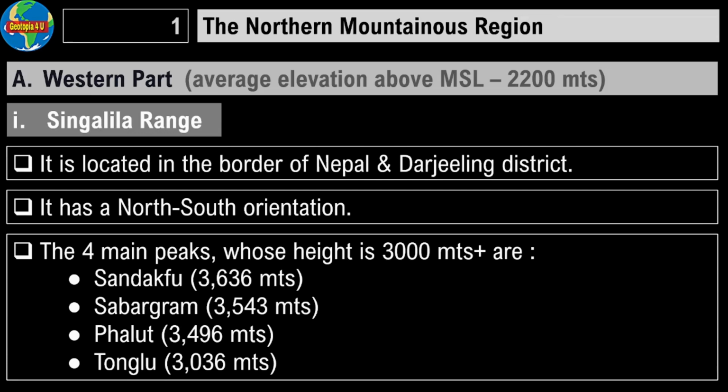Number 1. Singalila Range. It is located on the border of Nepal and Darjeeling district. It has a north to south orientation. The four main peaks whose height is 3,000 meters and above are Sandakphu, Shoborgram, Falut and Tonglu.